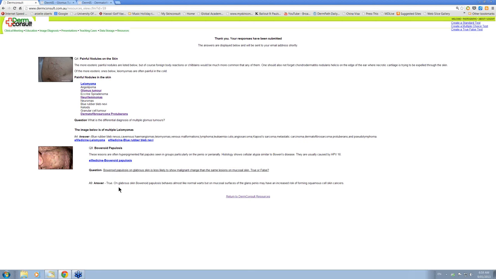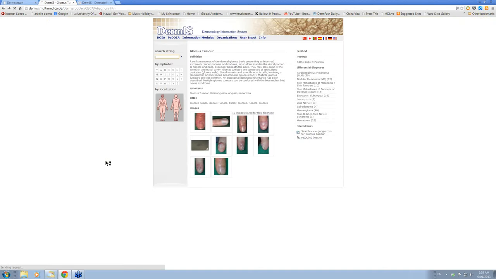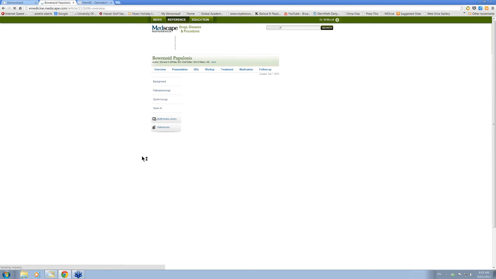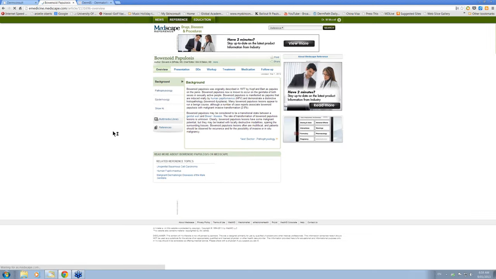True. On glabrous skin, Bowenoid papules behave almost like normal warts, but on mucosal surfaces of the glans penis may have an increased risk of forming squamous cell skin cancers. Do they mean, or does that mean invasive squamous cell skin cancers? I reckon I need to look up Bowenoid papulosis to see. Well, let's finish by having a quick look at eMedicine here and seeing what they say about Bowenoid papulosis.